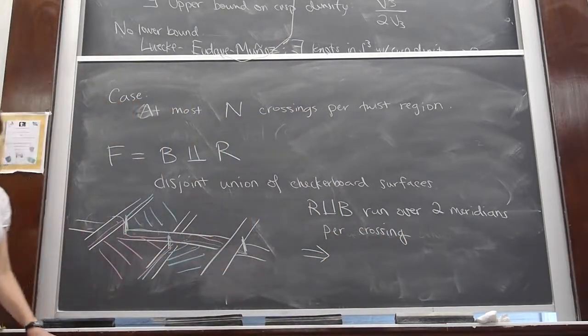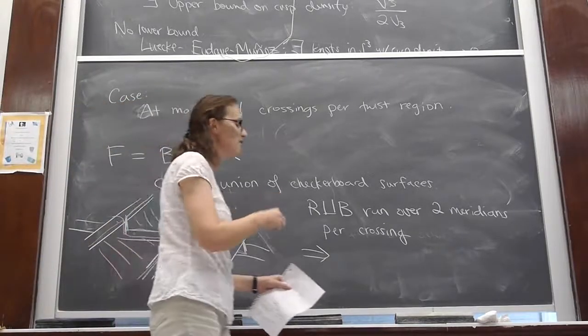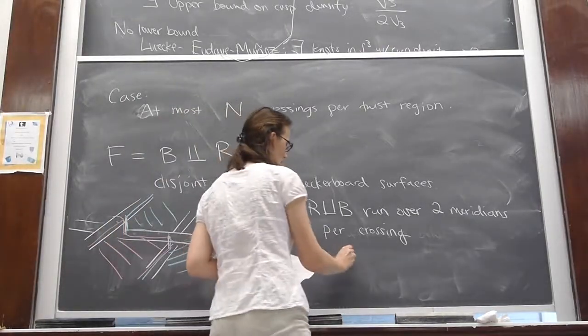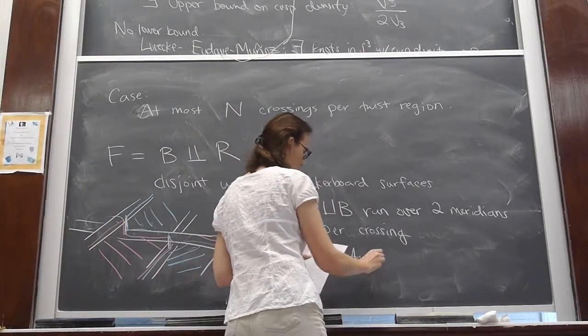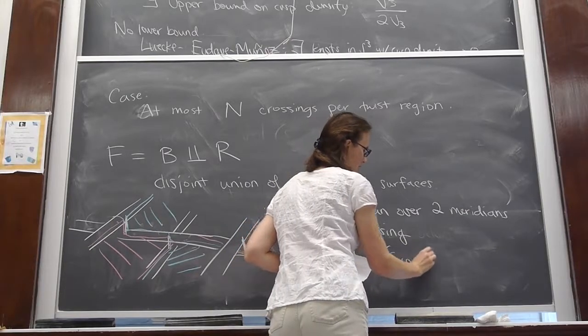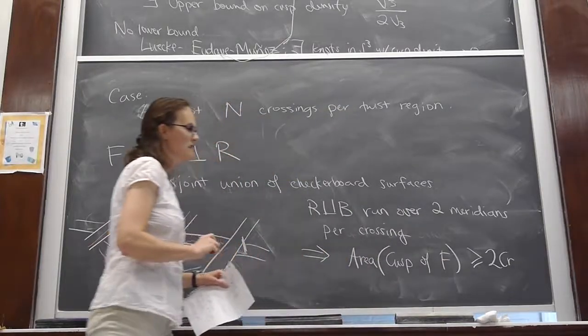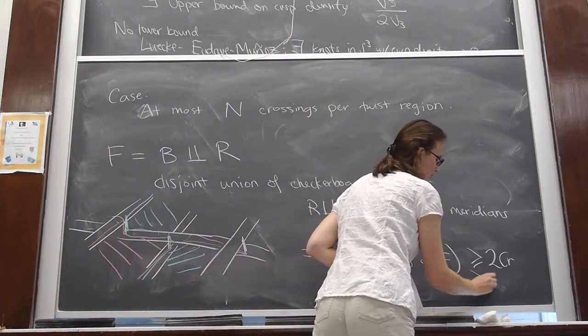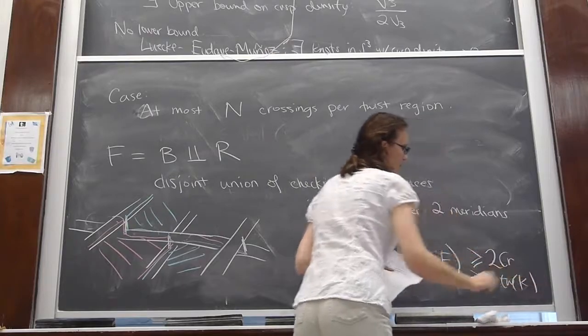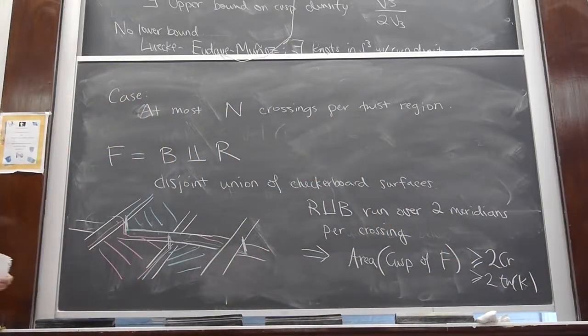And it's well known that a meridian has length at least 1. And so the cusp of these surfaces has area at least 2 times the crossing number. So the area of the cusp of F is greater than or equal to 2 times the crossing number, which is at least 2 times the twist number.